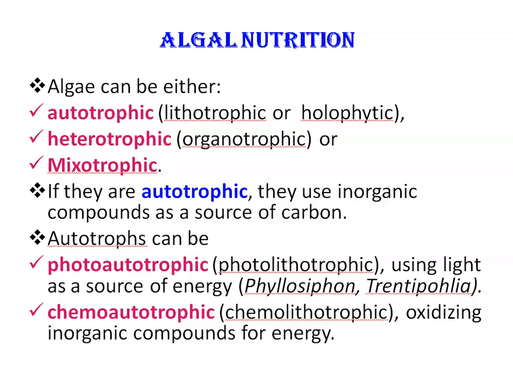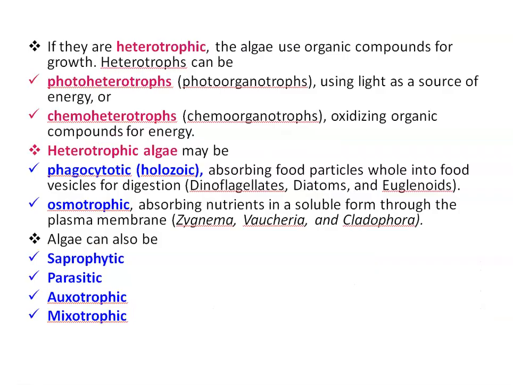Chemoautotrophic algae oxidize inorganic compounds for energy. If algae are heterotrophic, they follow heterotrophic strategies to acquire nutrients from organic carbon and nitrogen sources such as carbohydrates, proteins, and fats. If they are heterotrophic, algae use organic compounds for growth. Heterotrophs can be photoheterotrophs, meaning using light as a source of energy, or chemoheterotrophs, oxidizing organic compounds for energy.